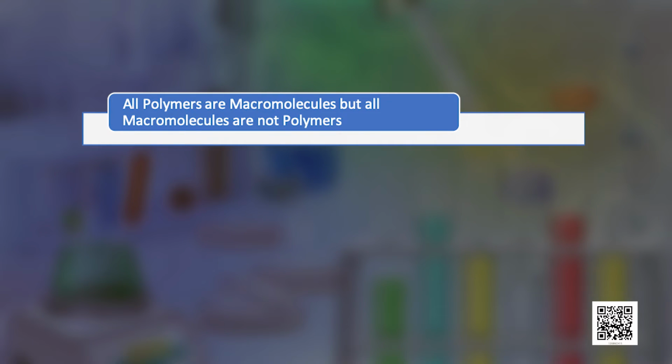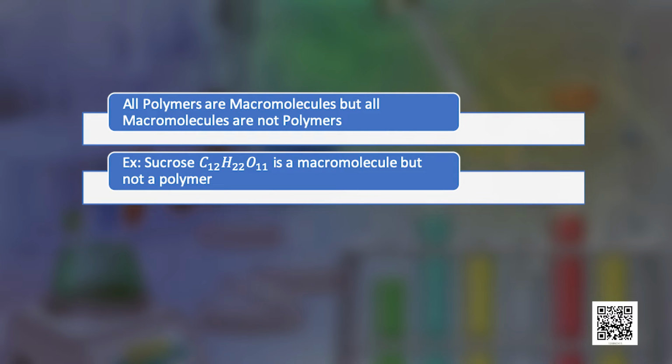Dear learners, while referring to polymers as macromolecules, it must be remembered that all polymers are macromolecules, but all macromolecules are not polymers. For example, sucrose is a macromolecule and its formula is, as you all know, C12H22O11. It is not a polymer.